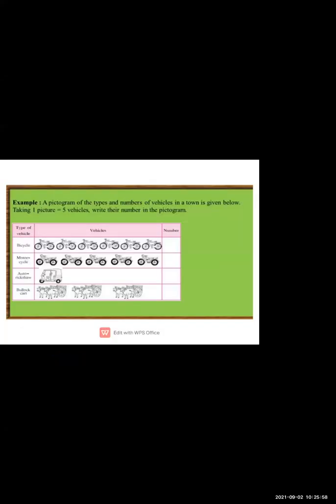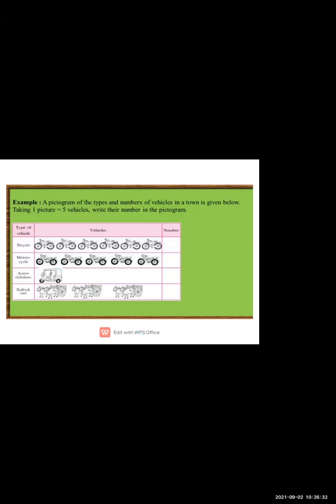Now see the example. A pictogram of types and numbers of vehicles in a town is given below. This picture is known as a pictogram. Taking one picture equal to 5 vehicles. What the question is saying is that one picture means 5 vehicles. It means one cycle means 5 cycles, one scooter means 5 scooters. Write the number in the pictogram. Here we have to write the number in the pictogram.